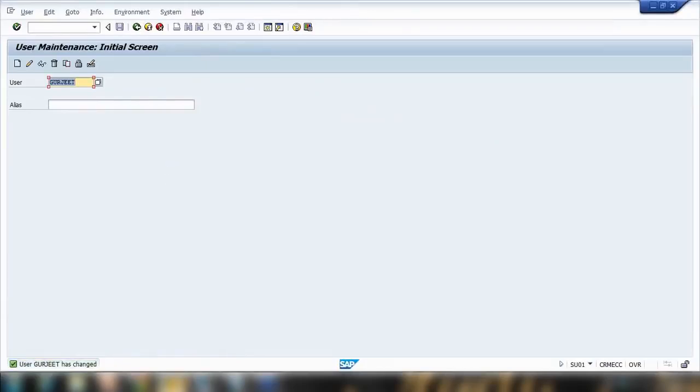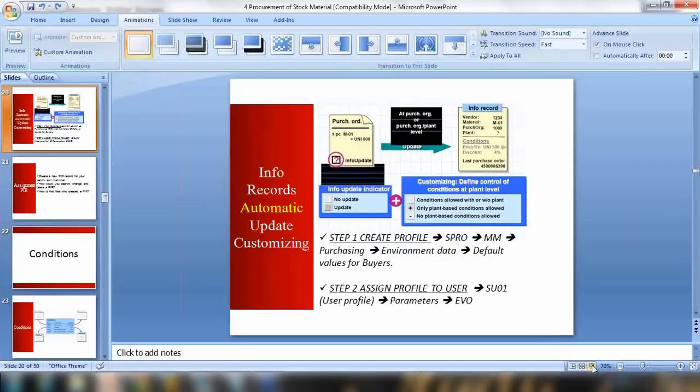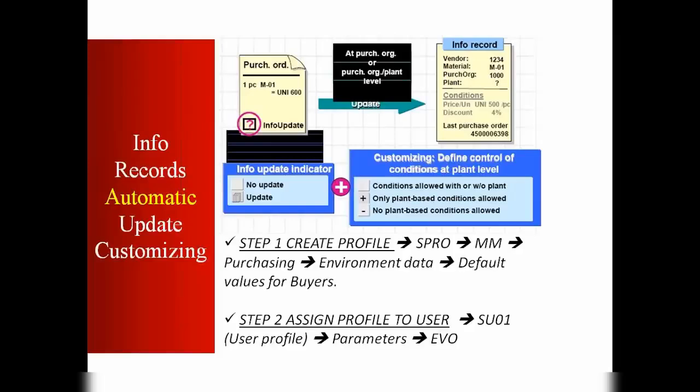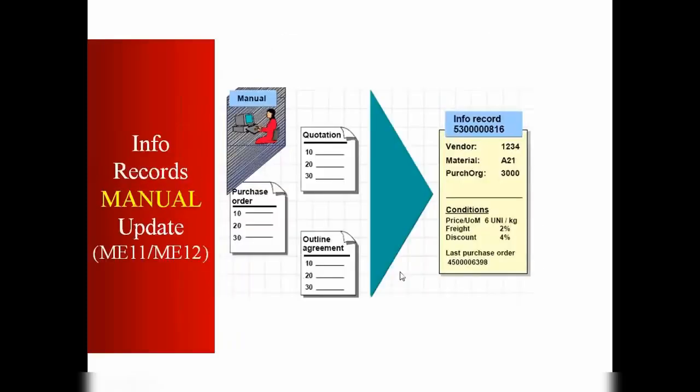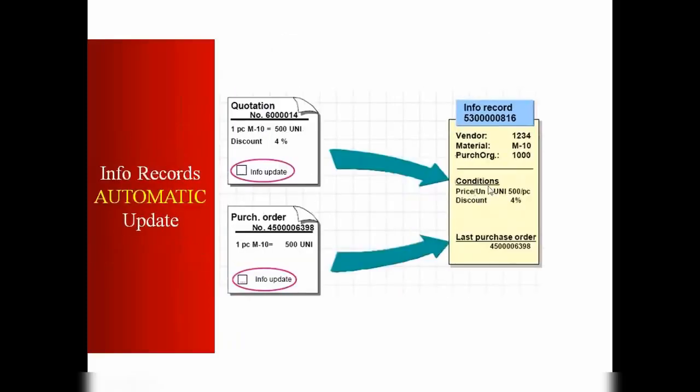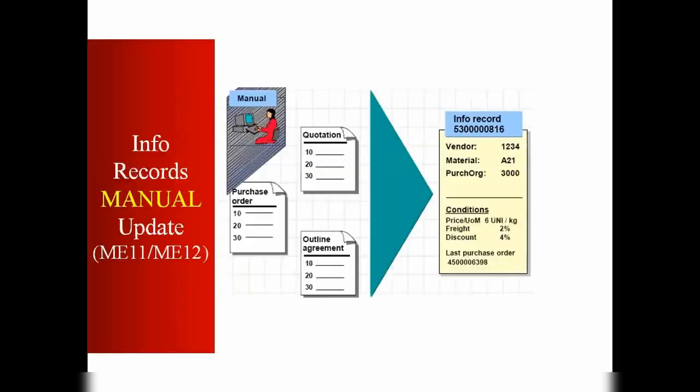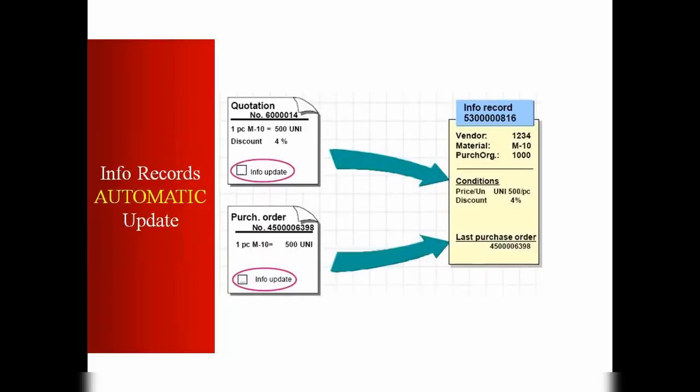Done. So that's how you can customize a profile, and this will ultimately update your info record automatically. As I said before, you can do it either manually or automatically. Every time there is a change in the price in your purchase order, it will change automatically in the info record.